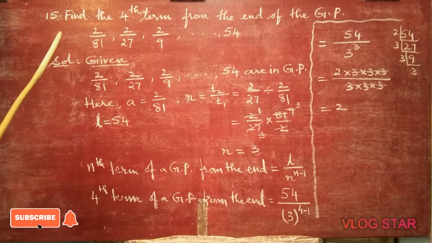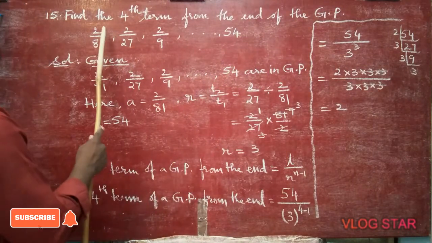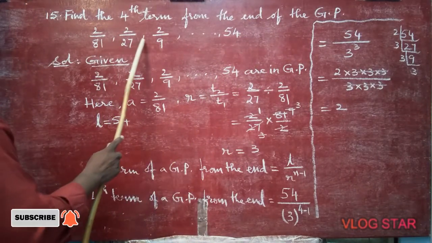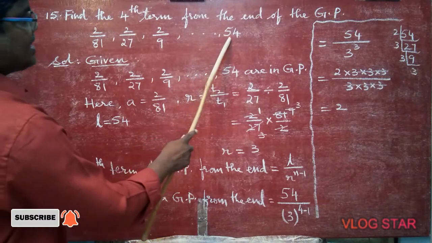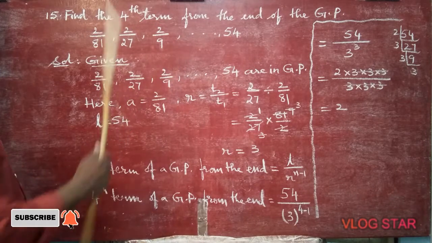15th problem. Find the fourth term from the end of the GP: 2 by 81, 2 by 27, 2 by 9, and so on. The last term is 54, they give. From the last they are asking to find the fourth term.